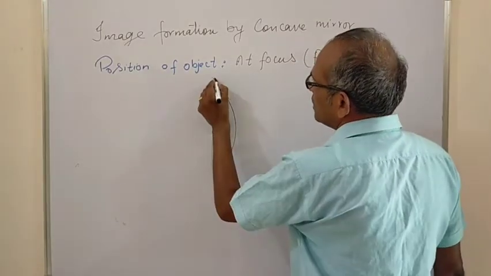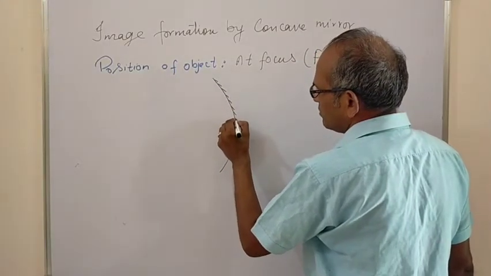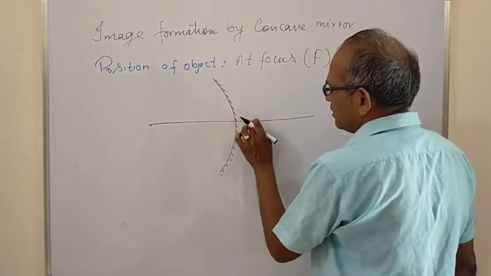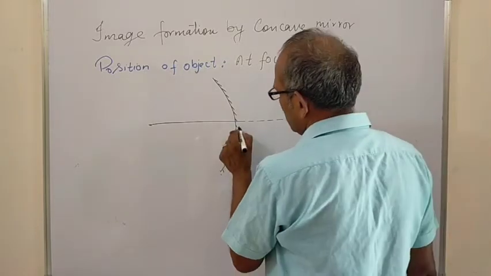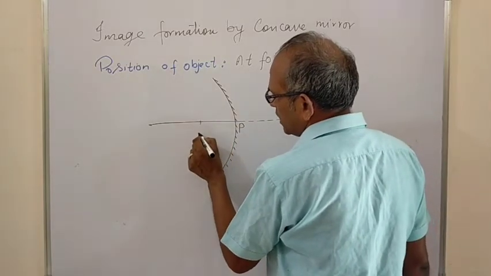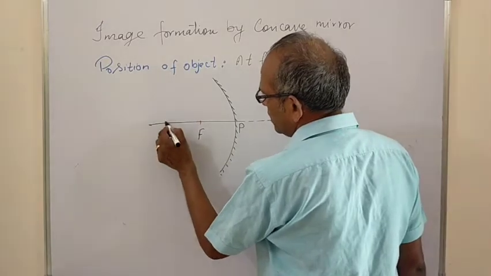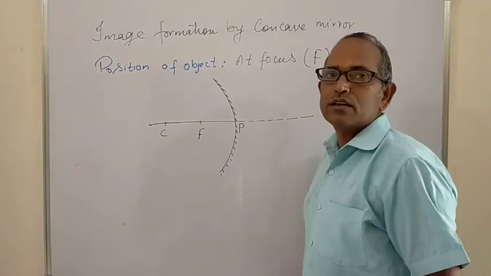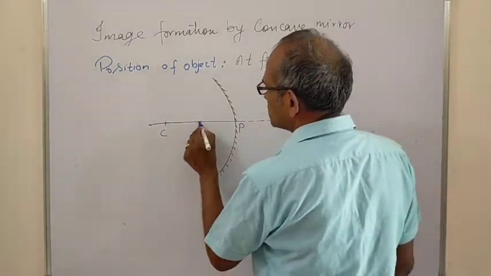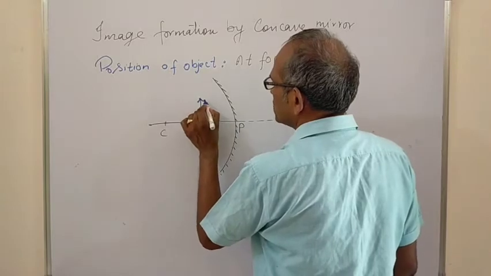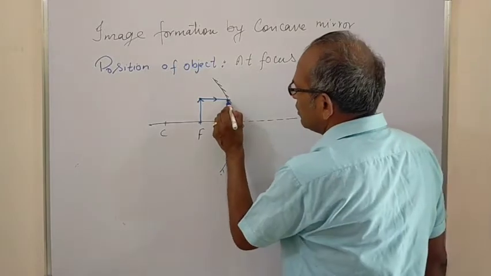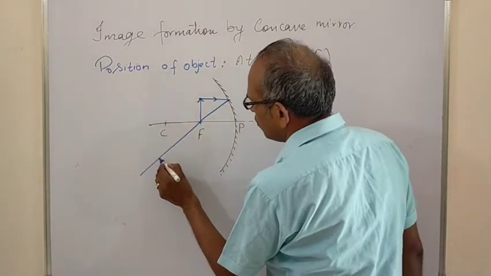Okay, for this I take one concave mirror and draw one principal axis from the middle, mark here pole, mark here focus, and again center of curvature. I draw the object at the focus. I draw one arrow at the focus. I take here one line parallel to the principal axis. So naturally, rule number 1, it will pass through the focus.